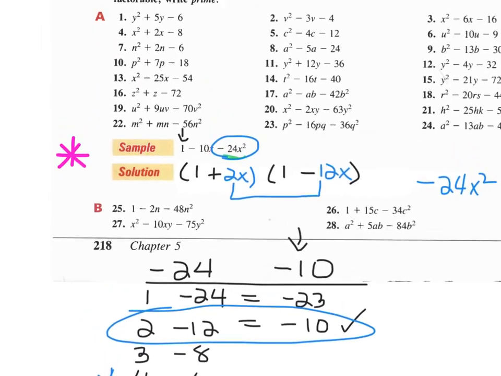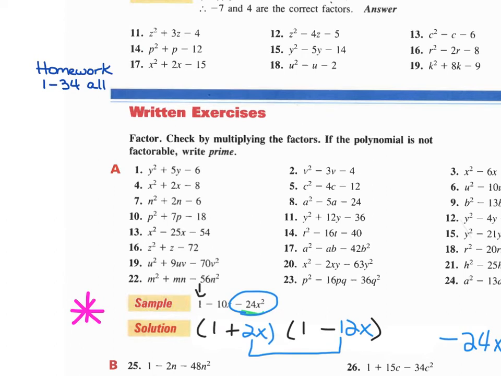Okay, so your homework then is going to be 1 through 34 all. Again, the best way to get a good handle on this factoring is to do a lot of practice. That's it. This is 5-8. Tomorrow we will cover 5-9.